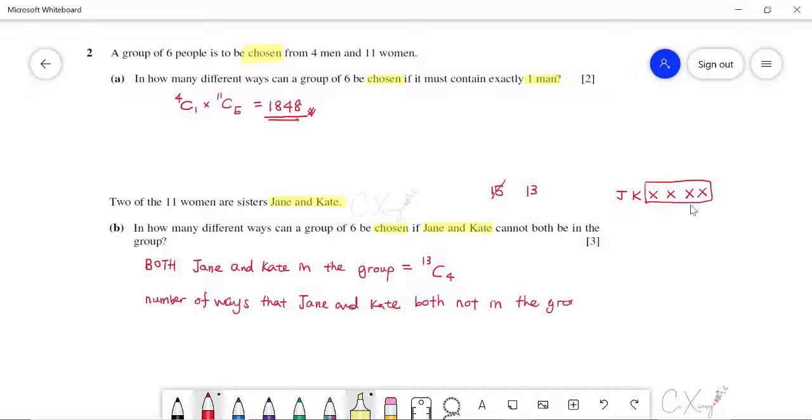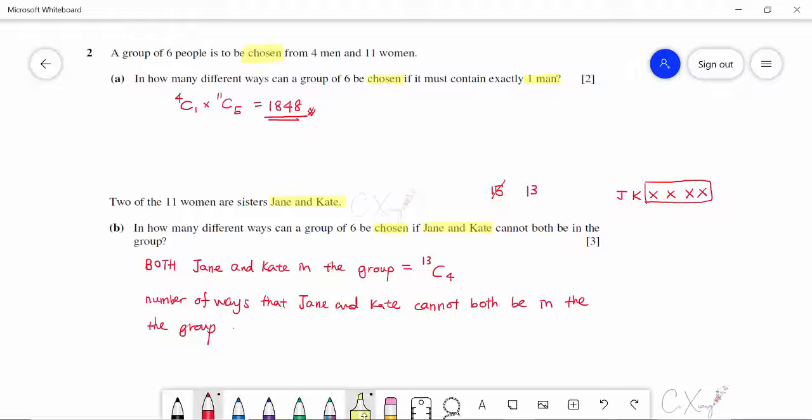So if you want to, oh sorry, cannot be like that. Sorry, the number of ways that Jane and Kate cannot both be in the group. Okay, sorry, the meaning is different now. So cannot both be in the group.